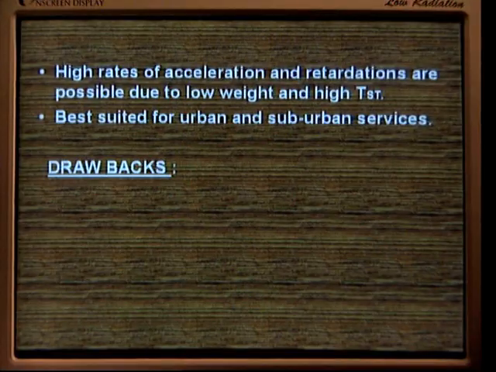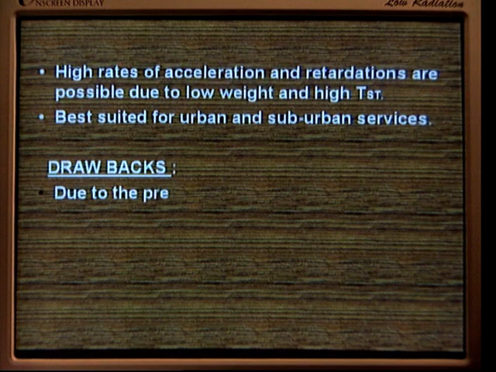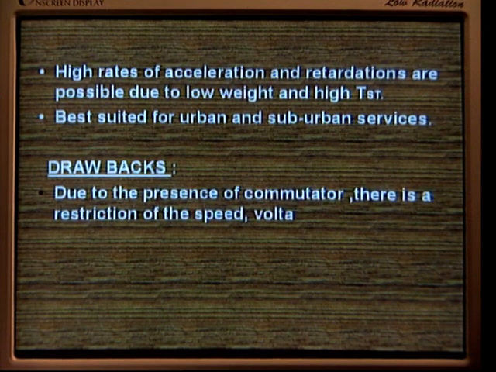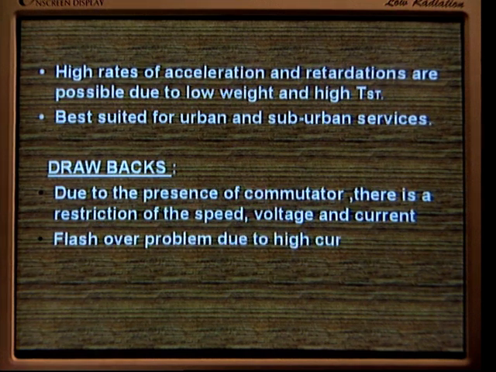Even then, it has some drawbacks. So, what are the drawbacks? You can see here. Due to the presence of the commutator, there is a restriction on speed, voltage and current. And the second one, flashover problem due to high current. These are the few drawbacks.